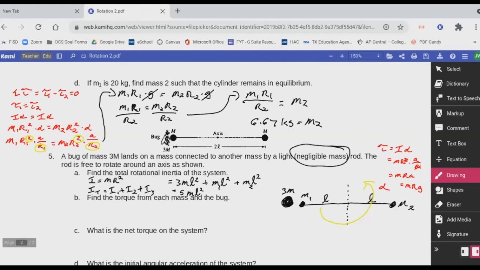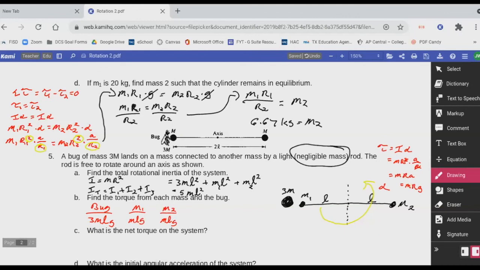All right, so let's see. Find the torque from each mass and the bug. Let's do it one at a time. We got the bug. We said that it's mRg. Mass would be 3m, the radius is L, and g is still just g. For M1, it's simply going to be mLg. And for M2, again, it's mLg. Well, that's not too bad.